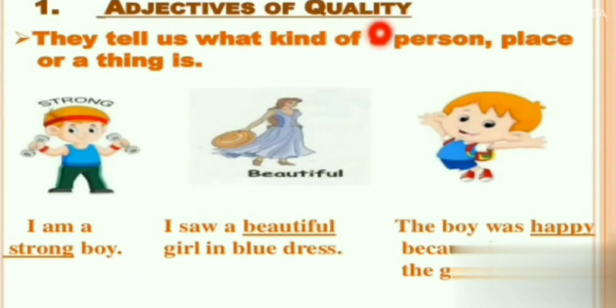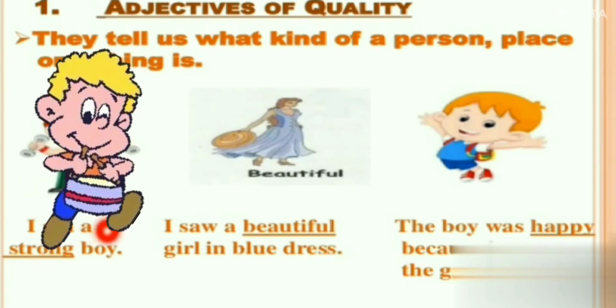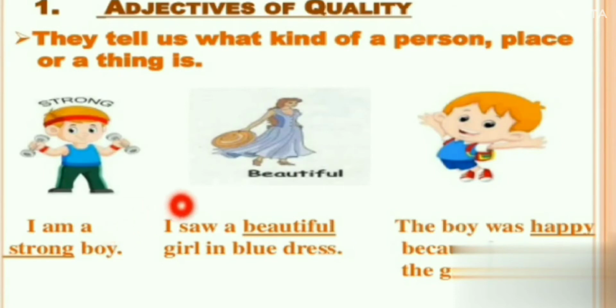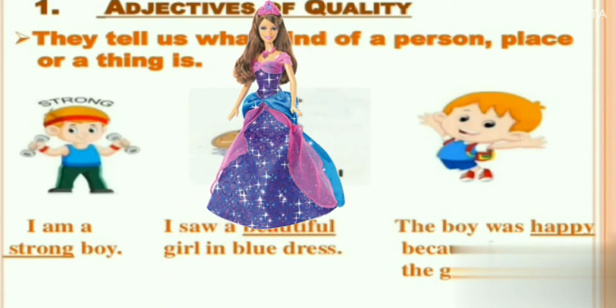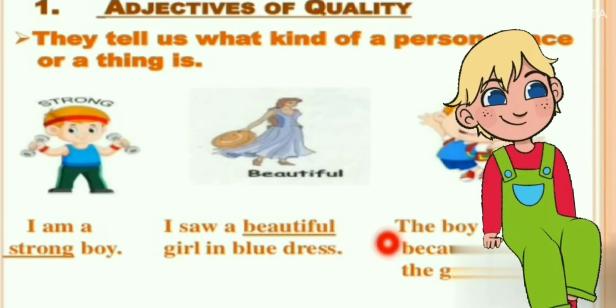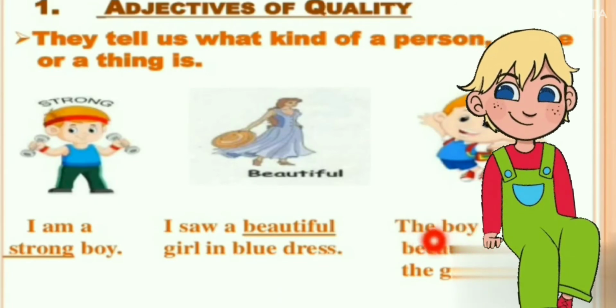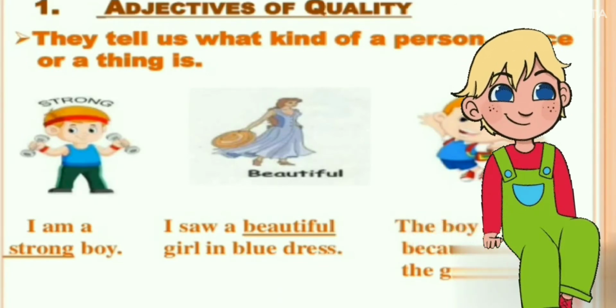Adjectives of quality. They tell us what kind of a person, place or thing is. For example, I am a strong boy. Now strong is an adjective adding meaning to boy, which is a noun. Second example, I saw a beautiful girl in blue dress. Now girl is a noun and beautiful is modifying it. Next example, the boy was happy because he won the game. Now boy is a common noun and happy is modifying it.